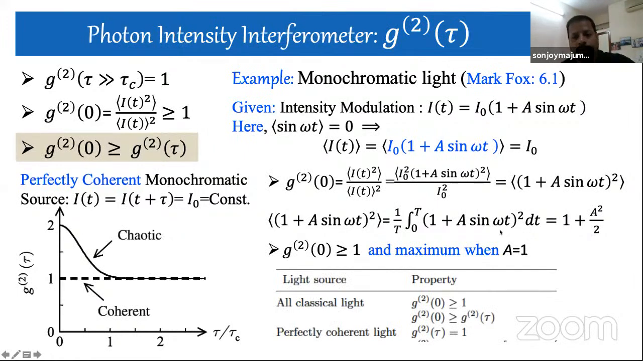So what have we understood so far? We have understood, for classical light, that this is the parameter we should always look at: at tau equal to 0, what is the correlation function at second order. The second order correlation function at tau equal to 0 for classical light will be greater than or equal to 1, and this g2 of 0 will always be larger than for any other tau values. And for perfectly coherent light, it will be 1. So this we have understood.